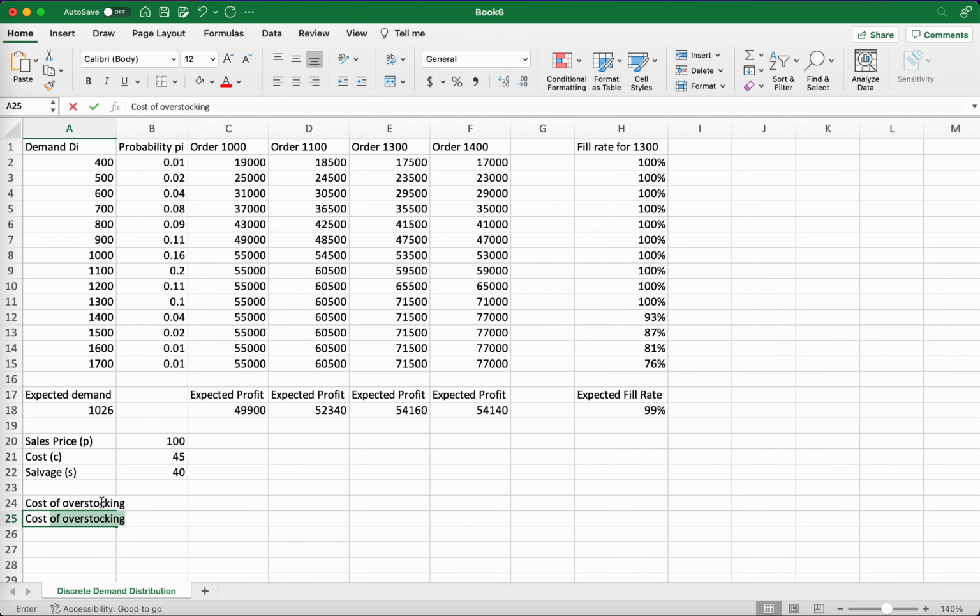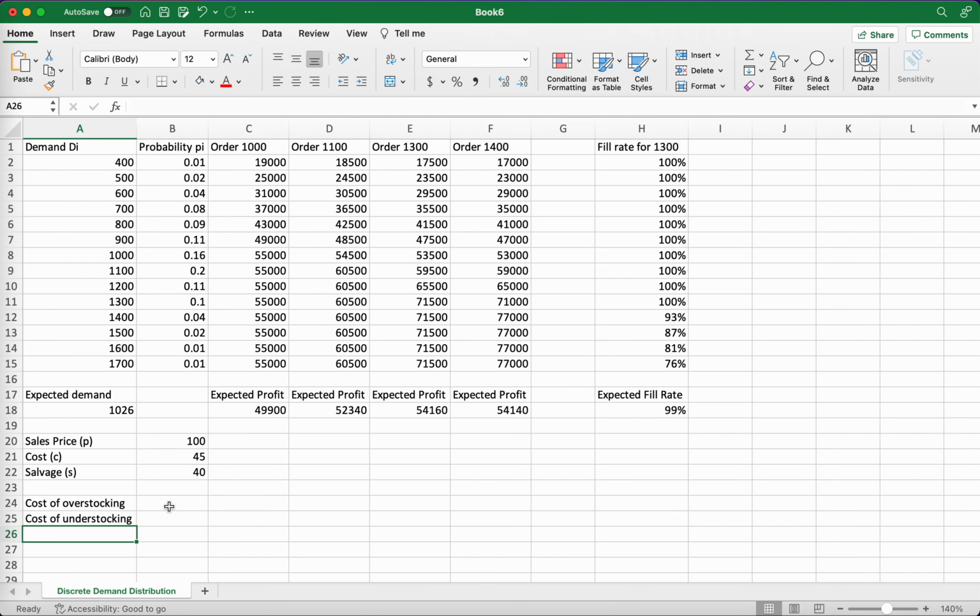And the cost of understocking, right? So what is the cost that you incur if you had one extra parka? That's the cost of overstocking. If you had one extra parka, it means that you made the parka for $45 and you can only sell it for $40, which means that you've lost $5 of profit, and that's the cost of overstocking.